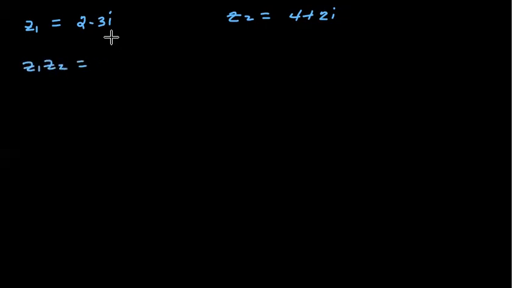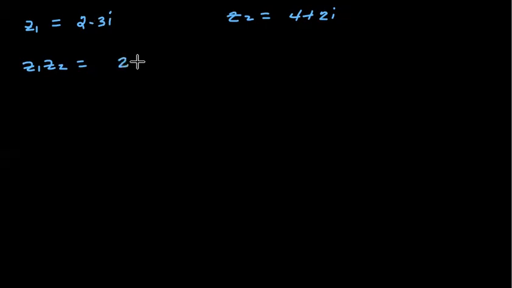So what if I said that z1 was equal to 2 minus 3i, and I said that z2 is equal to 4 plus 2i. And let's say you were instructed then to find z1 z2. Now what you want to do here, if you think you have it, is pause the video and try it on your own. Okay? So I'm going to go ahead and get it started.